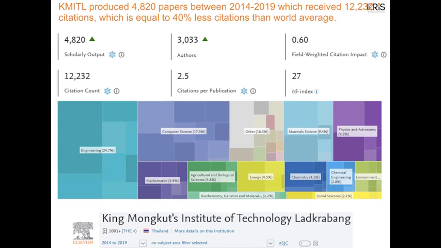But if you compare to the world average, the field-weighted citation impact is 0.6. The world average field-weighted citation impact is 1.00. So 0.6 is 40% fewer citations than the world average. The metric field-weighted citation impact makes it easy to interpret the number of citations being received by any university or department or person or country and so forth.